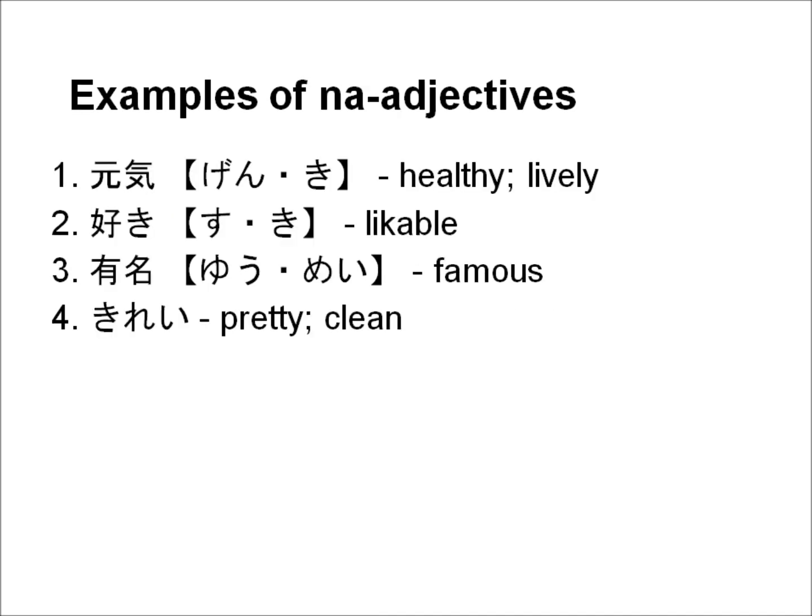Here are some examples of na-adjectives. As you can see, we've already been using na-adjectives with the word genki, which can either be a noun or adjective. 元気、好き、有名、きれい. As previously mentioned, na-adjectives don't have a specific ending, so they can also end in i. So how can we distinguish an i-adjective from a na-adjective that ends in i?